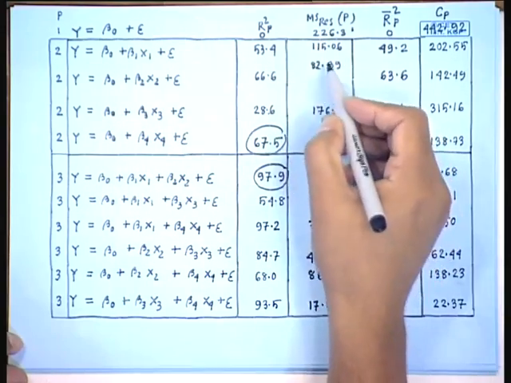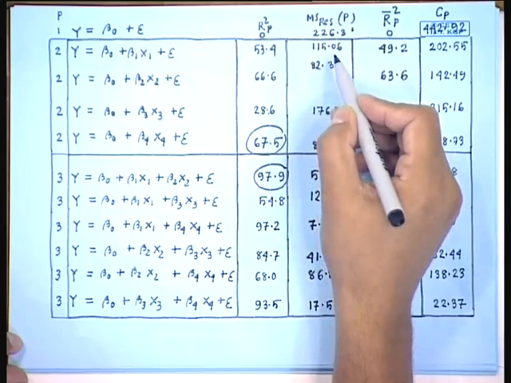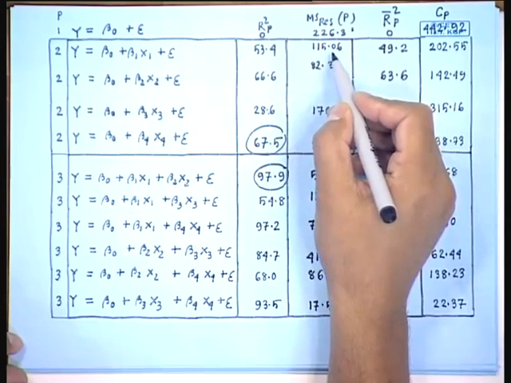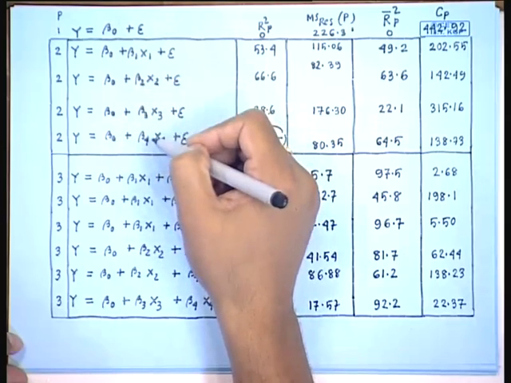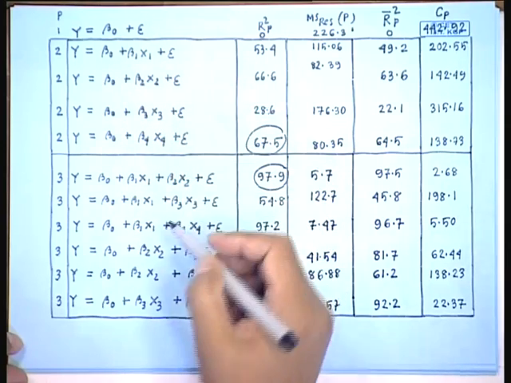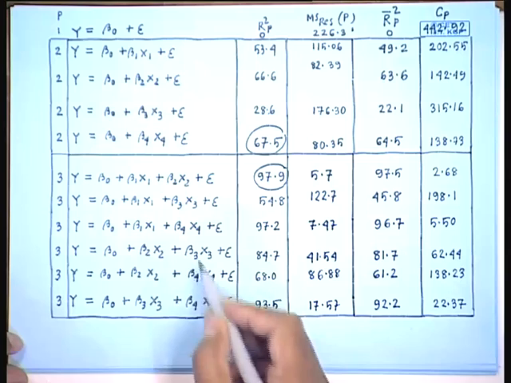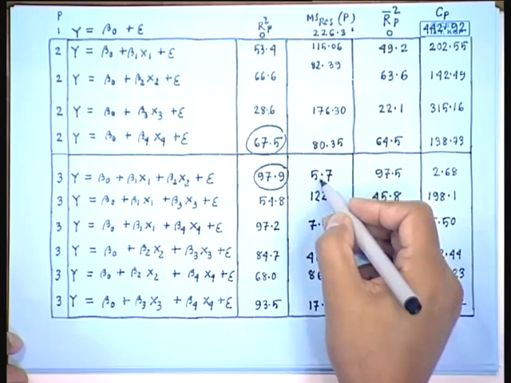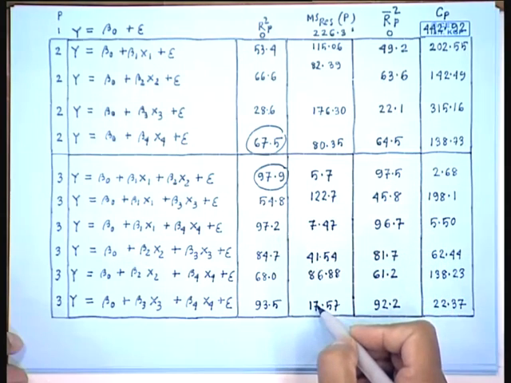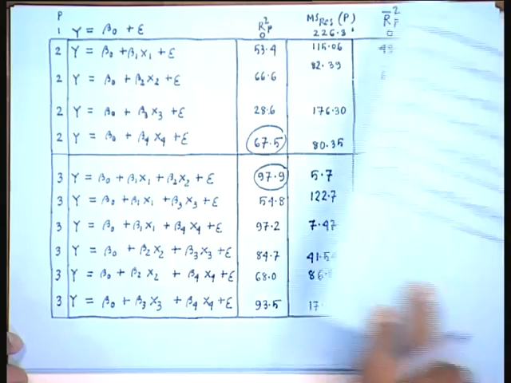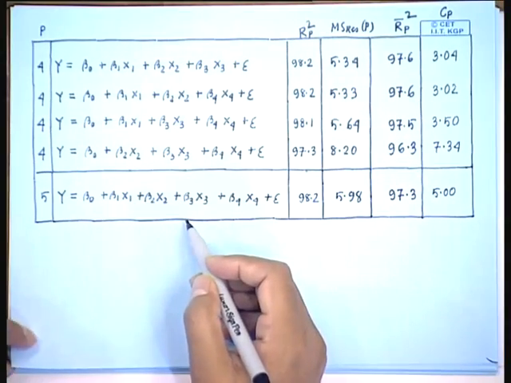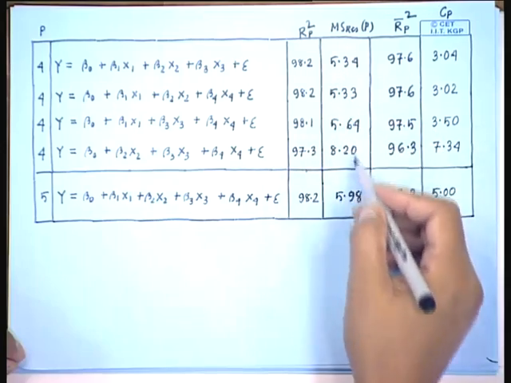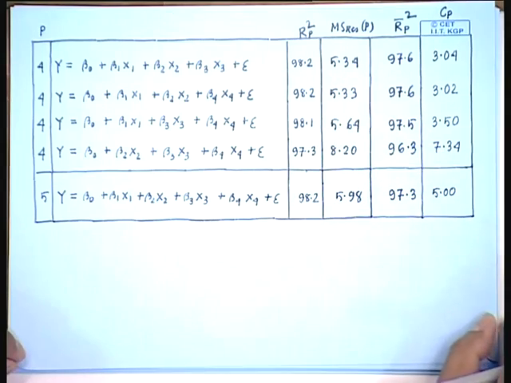value. So, this way you compute the MS residual value for all the models involving one regressor, for all the models involving two regressor variables. These are the MS residual, and similarly for the other models also you compute the MS residual value.